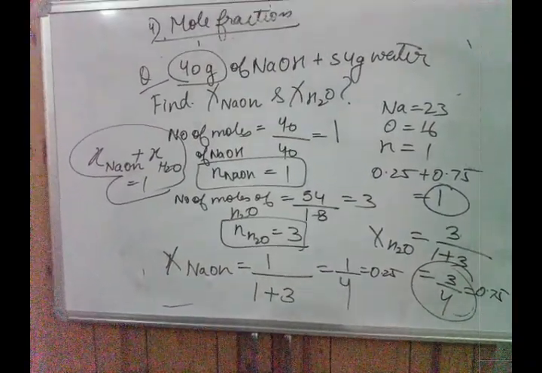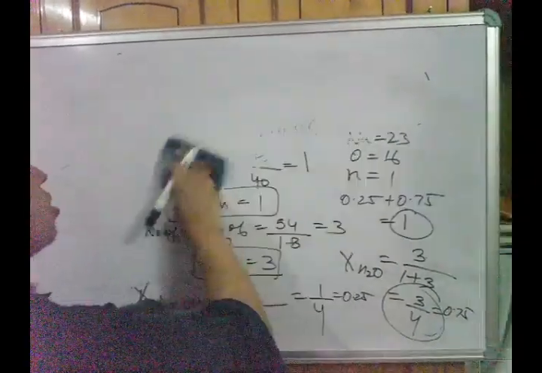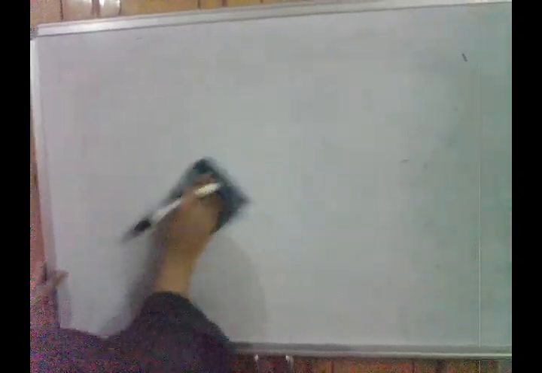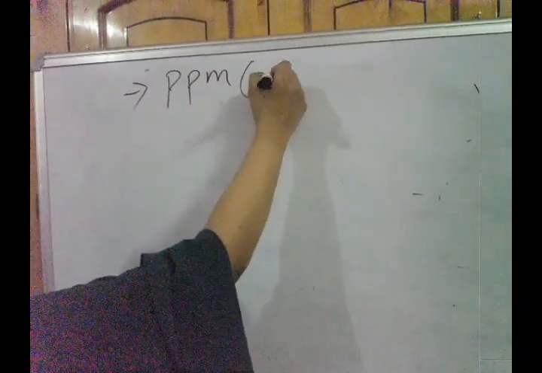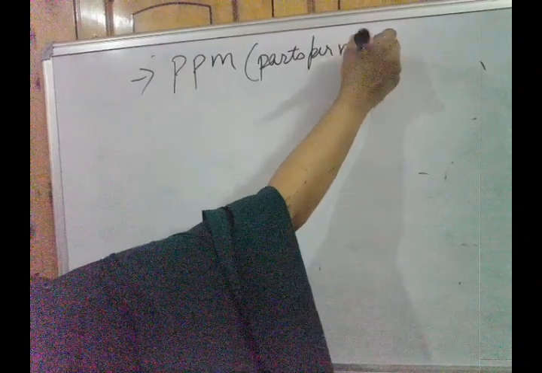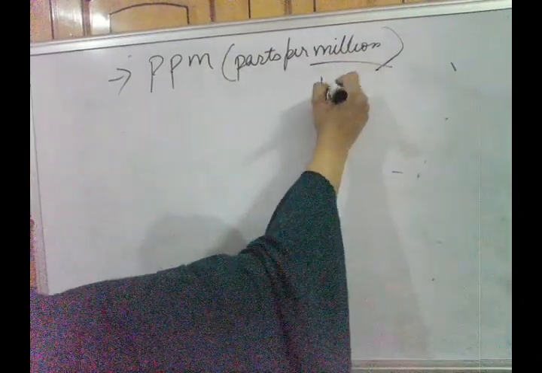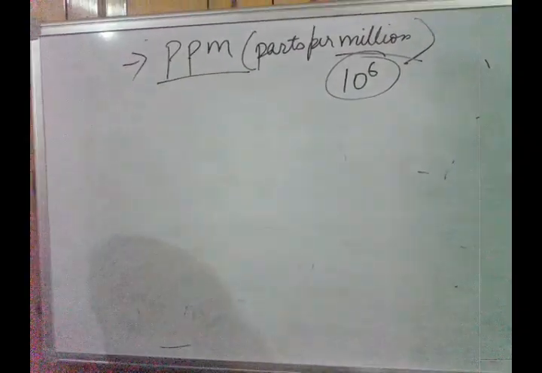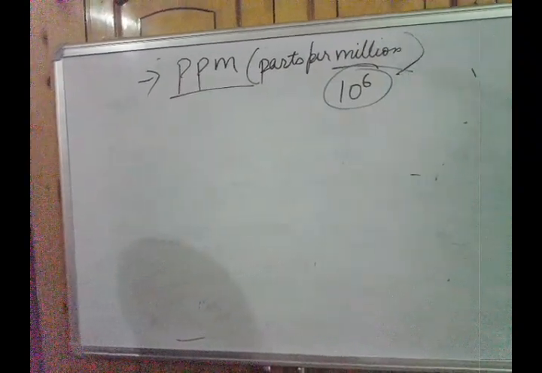So now coming up to the next concentration term, that is parts per million. That is a simple concentration term. Only the formula you should know and remember, and by the name only it is clear. ppm, parts per million. By million you should remember 10 raised to the power 6. This is first of all a small concentration term. It tells how many parts of solute are there in 10 raised to the power 6.